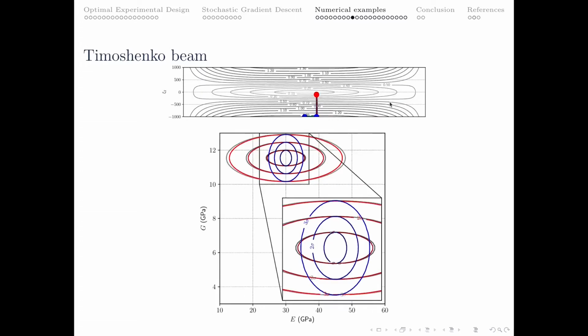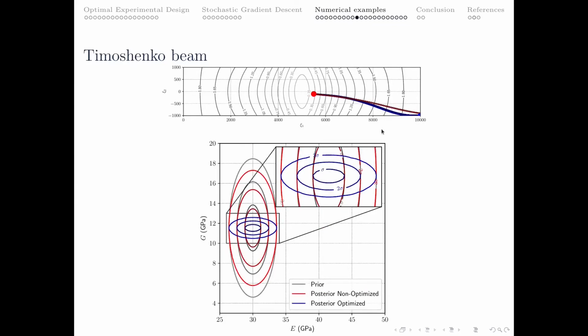Now in the second case, where we have much more information a priori about G, we converge to a situation where we learn more about E, as expected. So we can see that we have more concentrated posteriors on this axis than the red in comparison. And similarly, in the third case, we are learning more about the shear modulus G here.